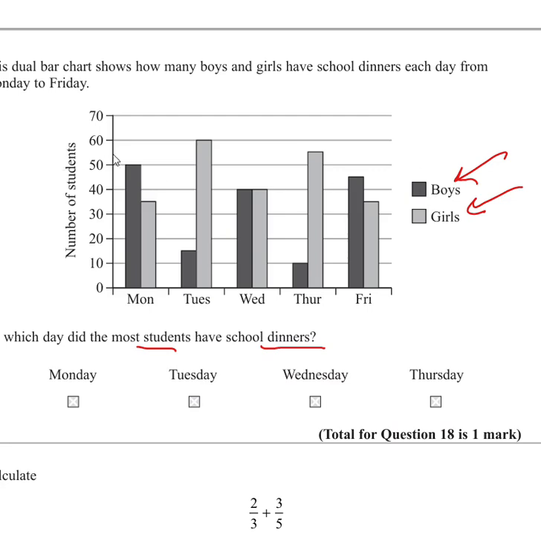So for the first one, here we have 50 boys on Monday, and also we have here 35. Okay, so that means here we're gonna have 85. On Tuesday, we have girls 60, and here we have 15. So that means we're gonna have here 75. From here we have 40, 40 means that we have 80. Here we have 55, and then we have 10, which means that we have 65.